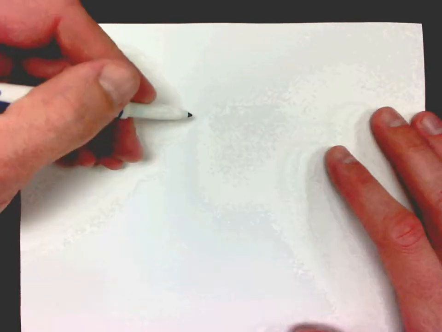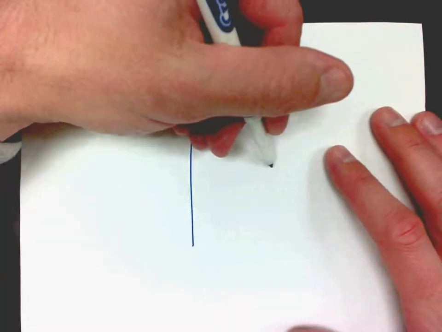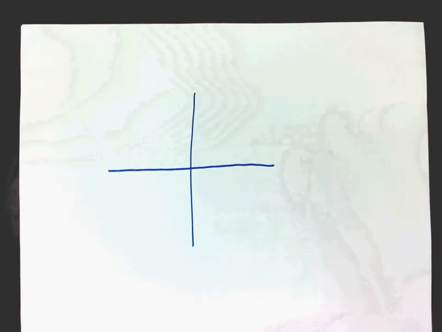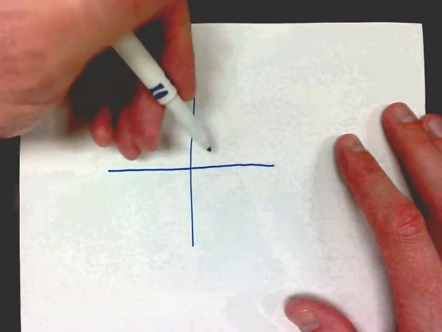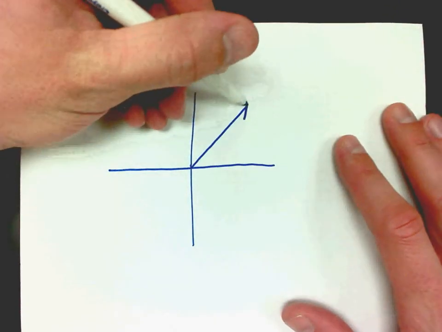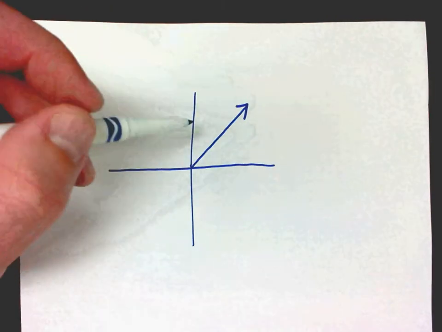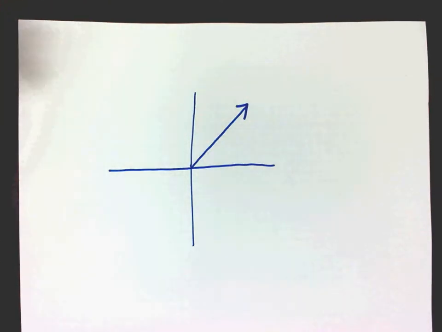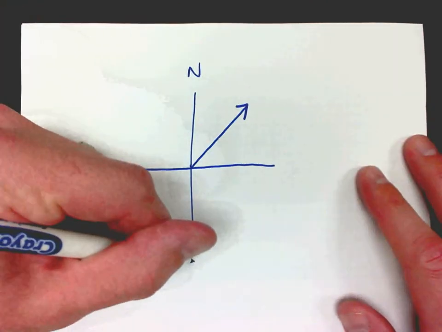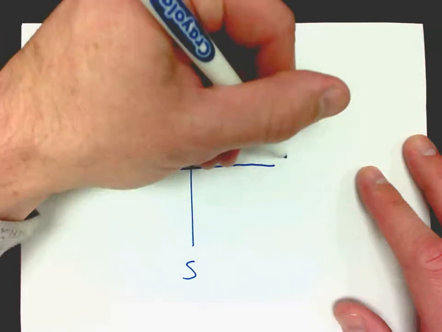So what you should start with in your notes is just a setup like this. And then let's draw a vector in this first area here, quadrant 1. And let's say we had to describe this. So we've got north, south, west, east.